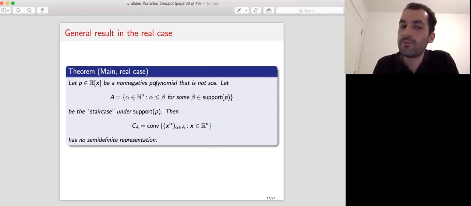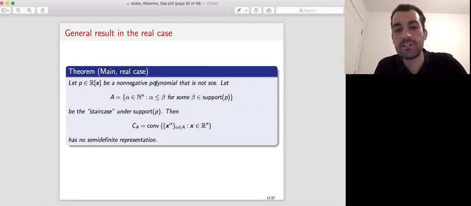What I really want to emphasize, maybe before going through the statement here, is that for any polynomial p that is non-negative but not a sum of squares, I will be able to construct a certain convex set, which is described here, that I am going to show will not have an SDP representation.